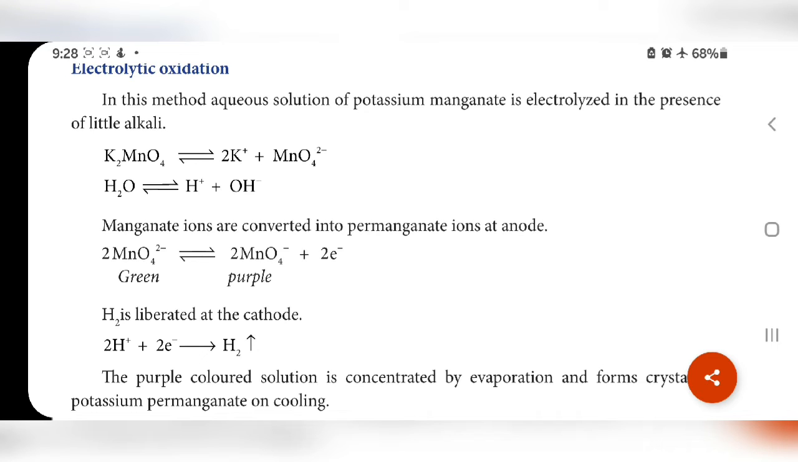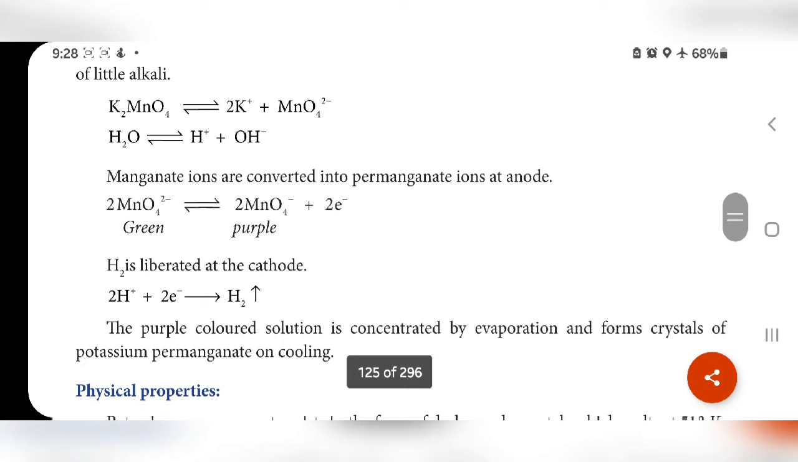And at the cathode hydrogen gas is liberated, because usually at the cathode reduction only takes place. Reduction means gaining electron. Here H plus gains electron and is converted into H2. So only hydrogen gas is liberated at the cathode. The purple color solution is concentrated by evaporation and forms crystals of potassium permanganate on cooling. So this is the preparation of potassium permanganate.